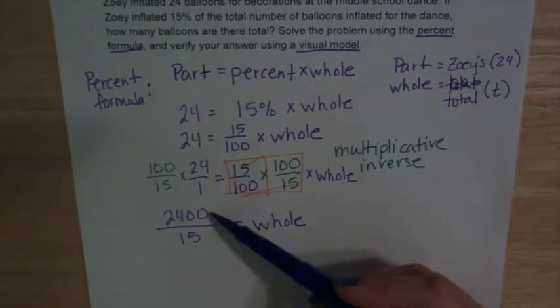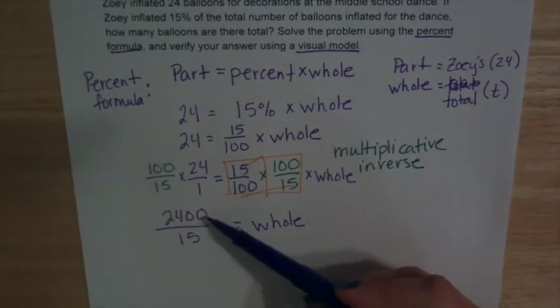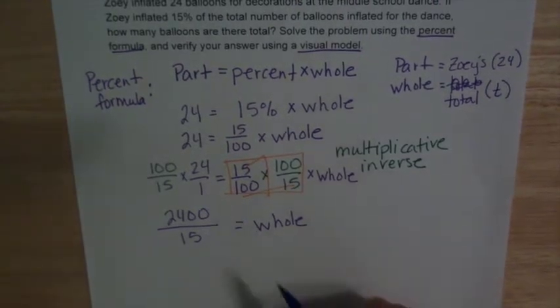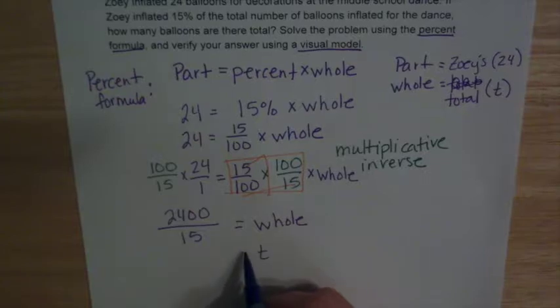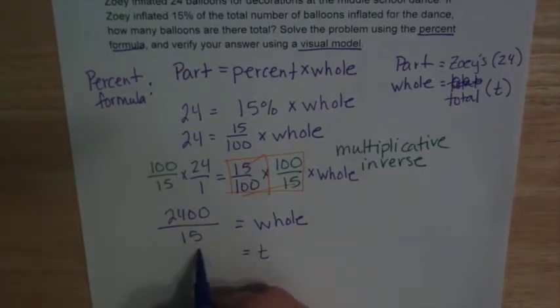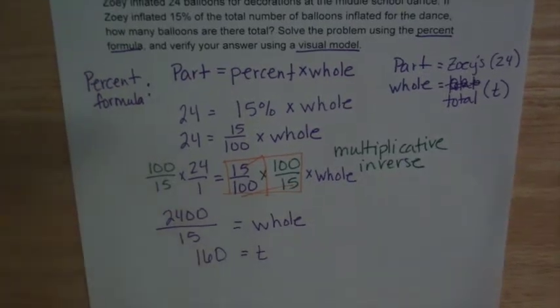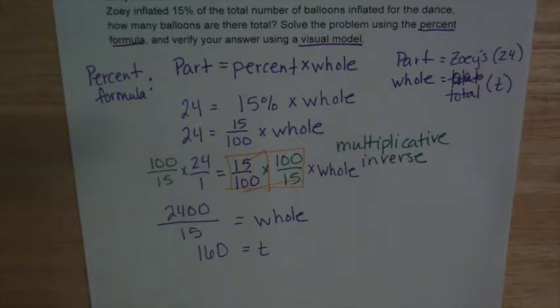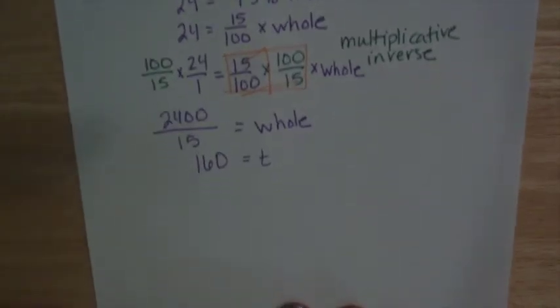So this equals our whole. Now you can use your calculator to divide this out, and when we do 2400 divided by 15, we get that our whole, or our T, our total, is equal to 160. All right, so now we're going to go back and we're going to do our visual model, which is our number line. I'm going to scoot my paper up here.